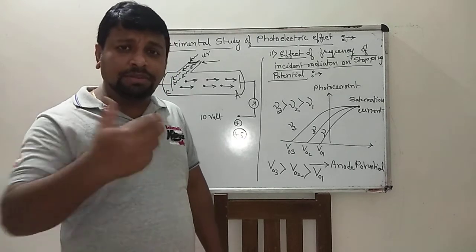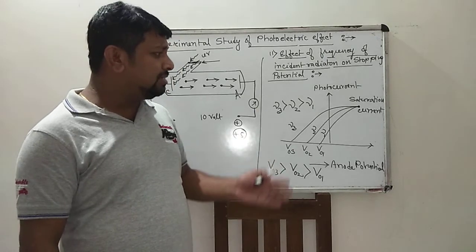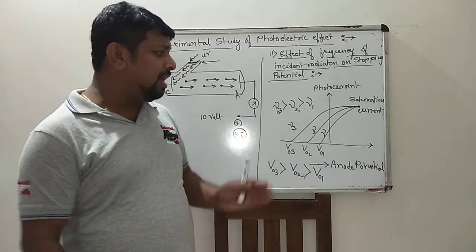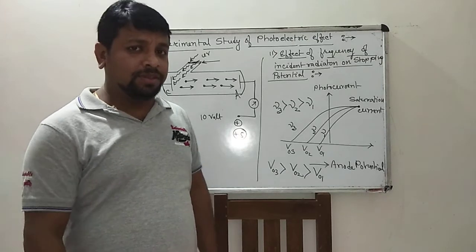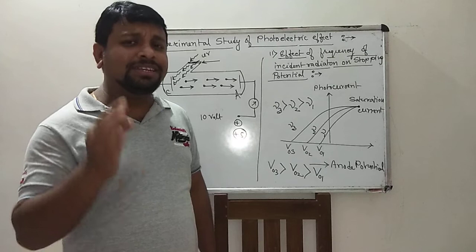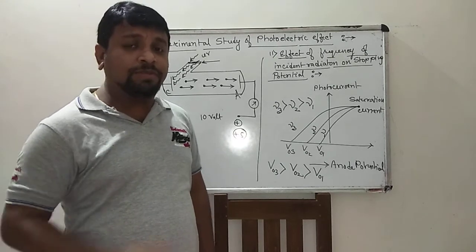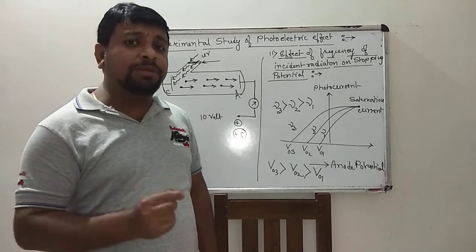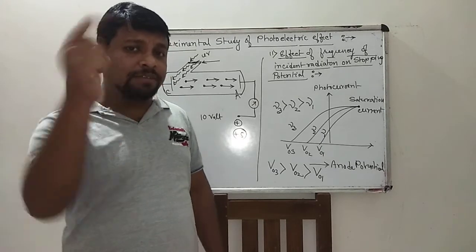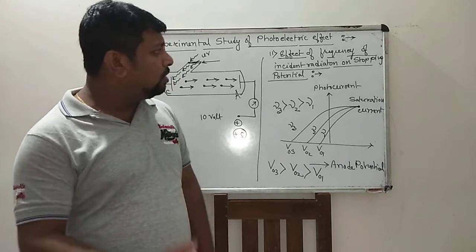In another part we discuss how the stopping potential and frequency are related. That means it is directly proportional. If we consider a graph between stopping potential and frequency, then the graph will be a straight line. Next we discuss that part.